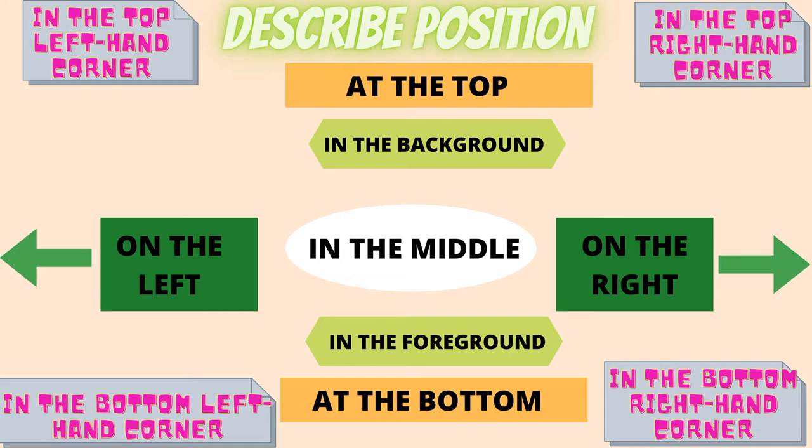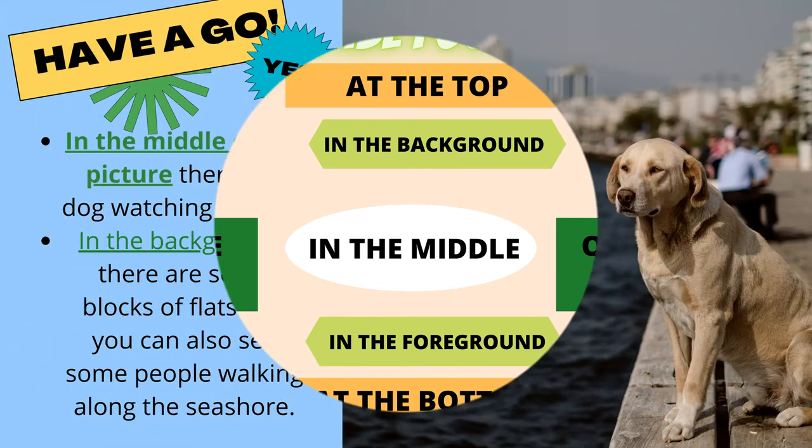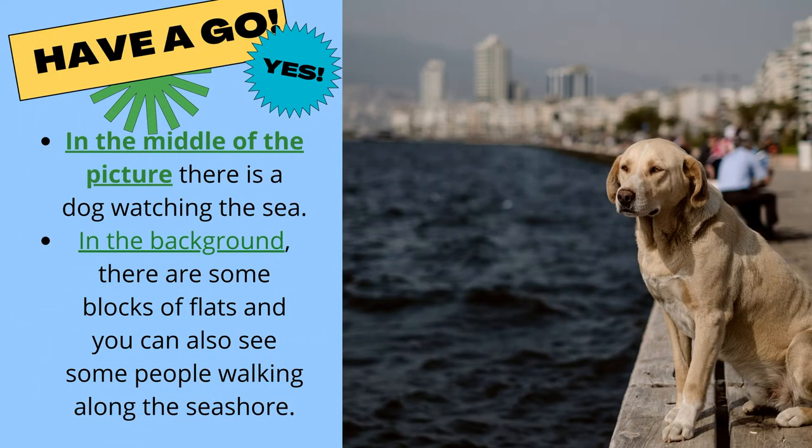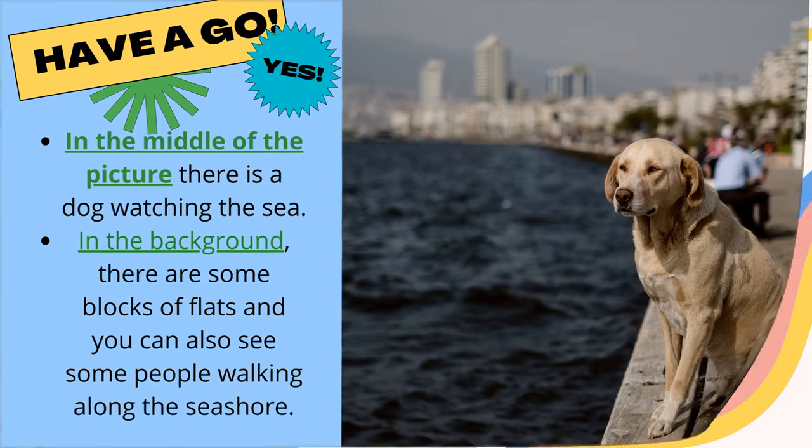In the top left corner, on the left, in the bottom left corner, etc. Expressions which are quite handy too are "in the background you can see," or "in the foreground you can see." Obviously, you do not need to include them all, but at least two or three sentences describing where things or people are placed in the photo. Let's practice with this picture. In the middle of the picture, there is a dog watching the sea. In the background, there are some blocks of flats, and you can also see some people walking along the seashore.